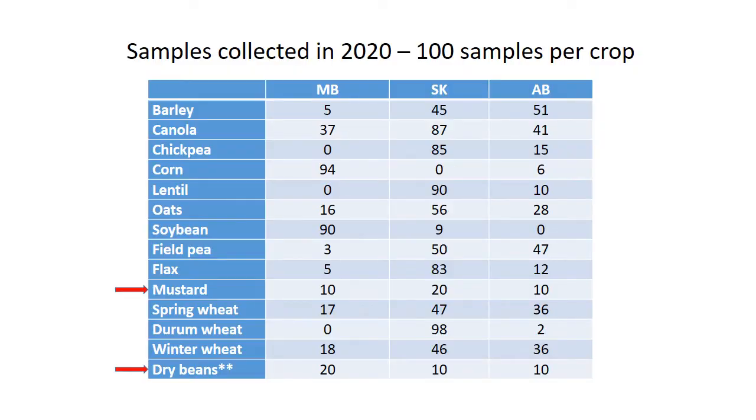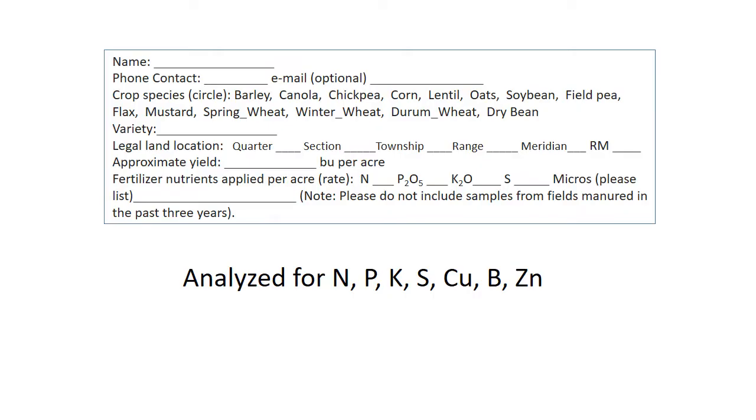We collected samples in 2020, and our goal was to collect 100 samples of each of 14 different crops. We collected them from Manitoba, Saskatchewan, and Alberta, proportionally representing the acreage of each crop in each of the provinces. We didn't meet our goals for some crops, like mustard and dry bean as an example, and this reflects in part the limited acreage of those crops in 2020.